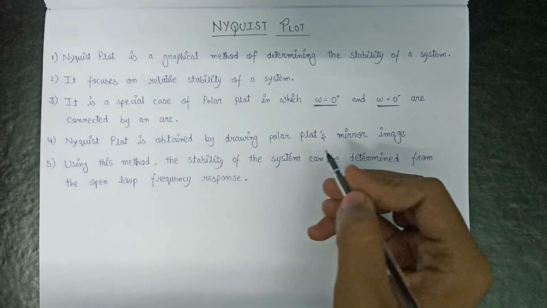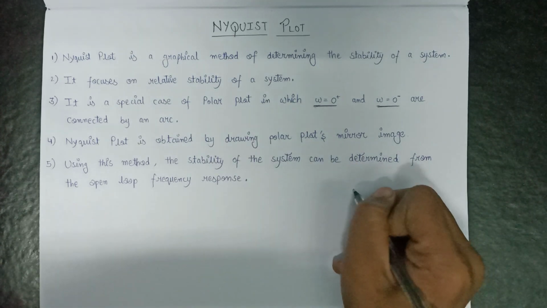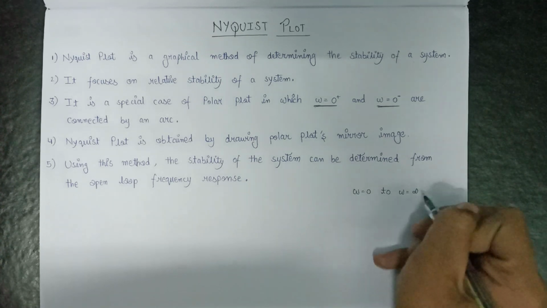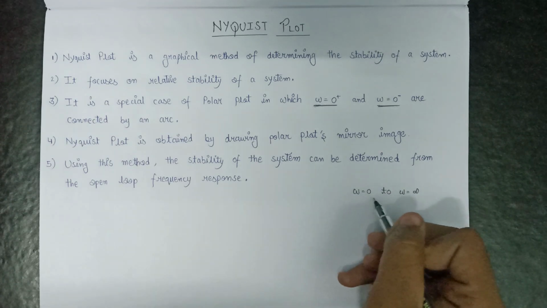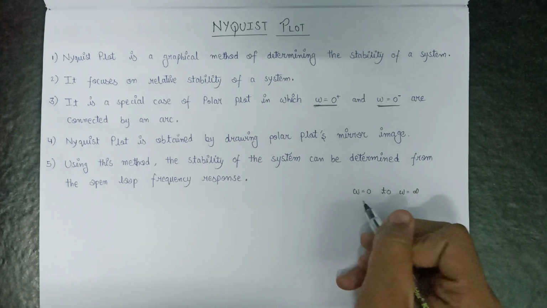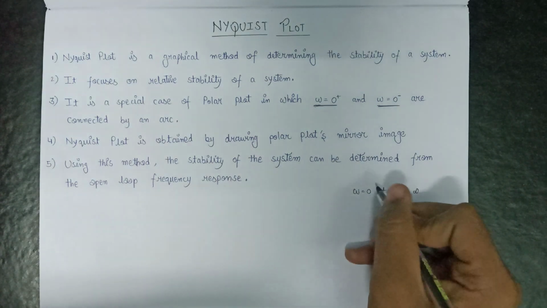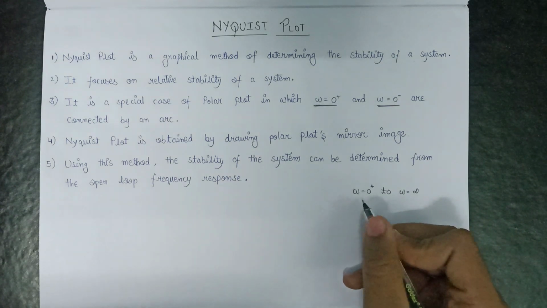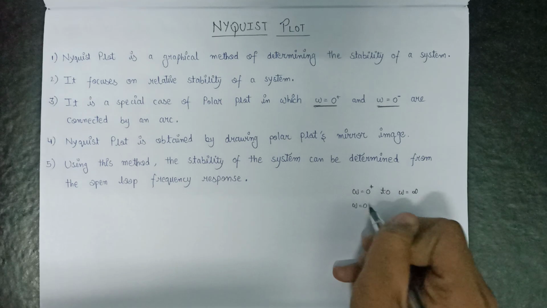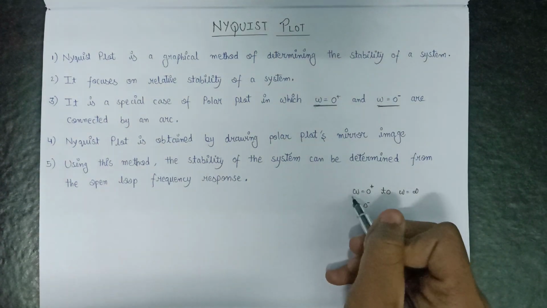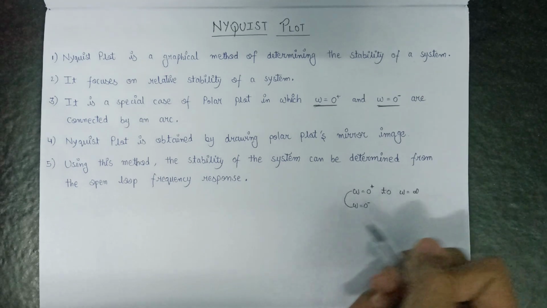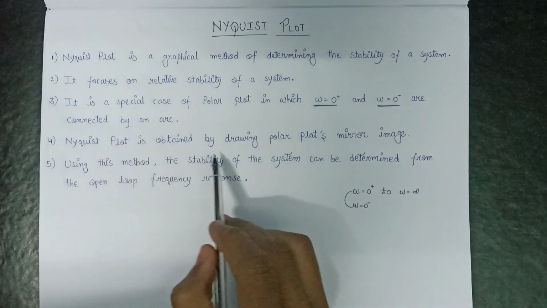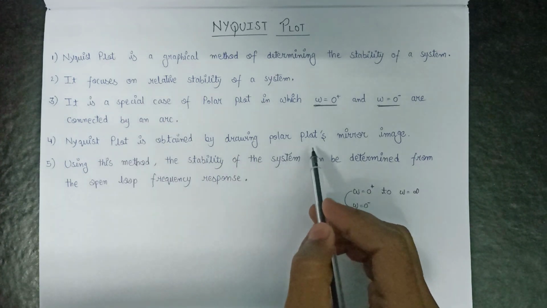So, in the polar plot, we know that the value of omega ranges from omega equals 0 to omega equals infinity. Since we don't have any positive or negative 0 concept, this 0 is nothing but positive 0. In the Nyquist plot, we have to merge omega equals 0 minus with omega equals 0 plus following an arc. After that, a Nyquist plot is obtained by drawing the mirror image of the polar plot.